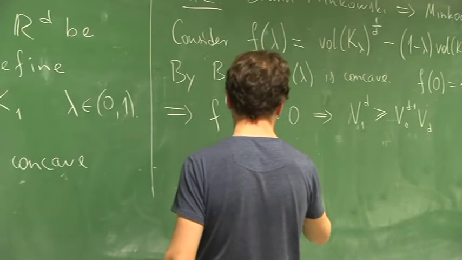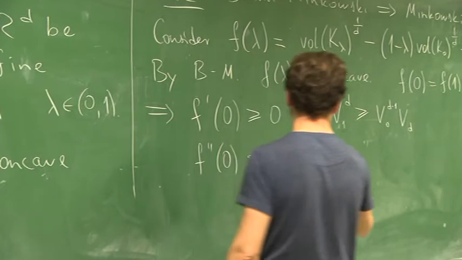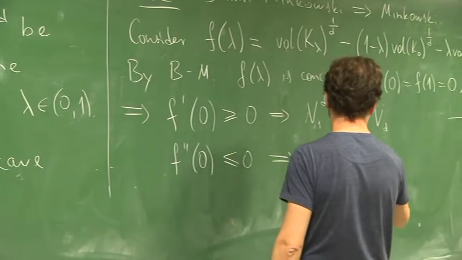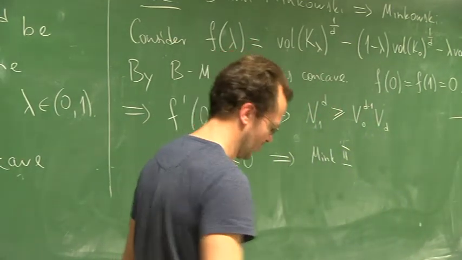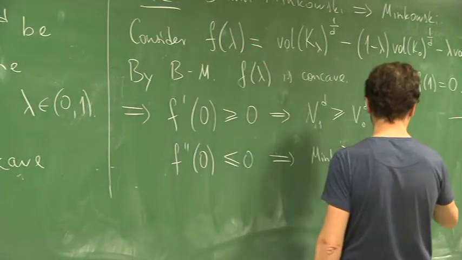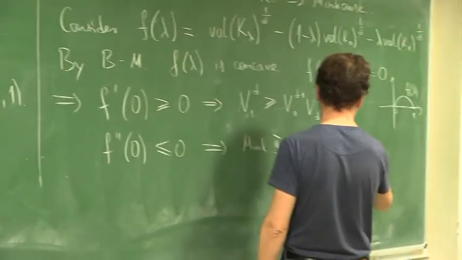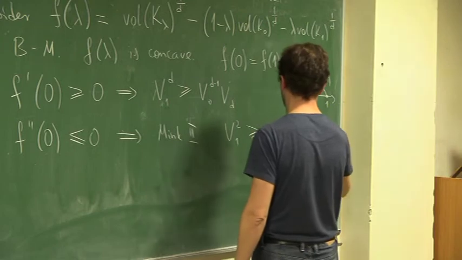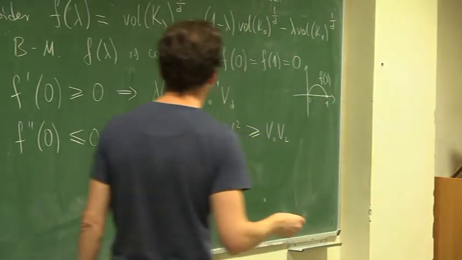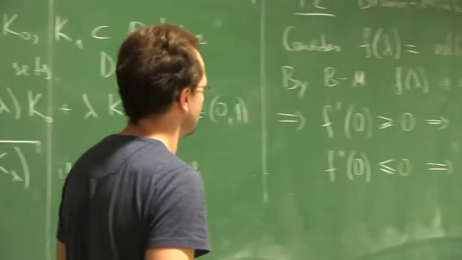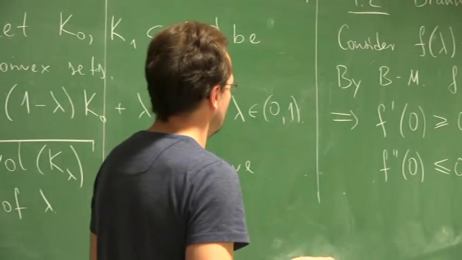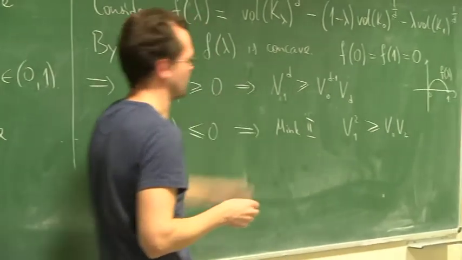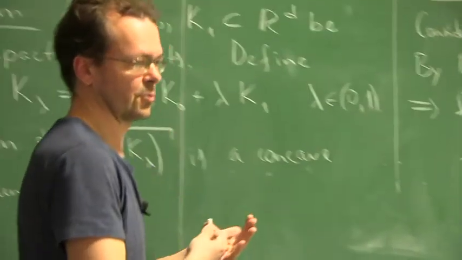But also, if one has a concave function, then the second derivative must be non-positive. The second derivative at 0 is less or equal 0. And this implies the second Minkowski inequality. Do I remember what it is? So it was V1 squared is bigger or equal than V0 times V2. Yes. All right, so this is actually some lengthy calculation, but it gives exactly the two inequalities.